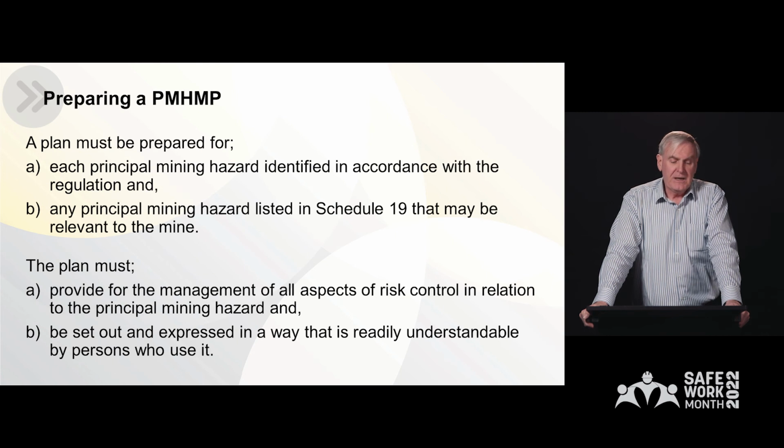A plan must be prepared for each principal mining hazard identified in accordance with this regulation, and any principal mining hazard listed in Schedule 19 that may be relevant to the mine. The plan must provide the management of all aspects of risk control in relation to the principal mining hazard and be set out and expressed in a way that is readily understandable by the persons who use it.